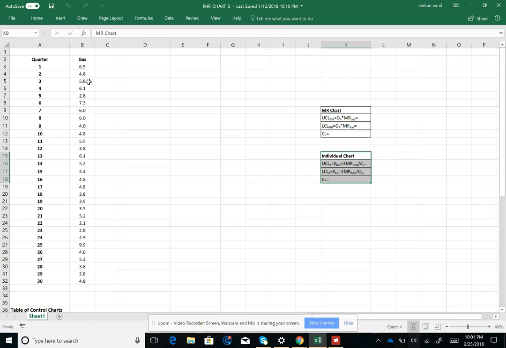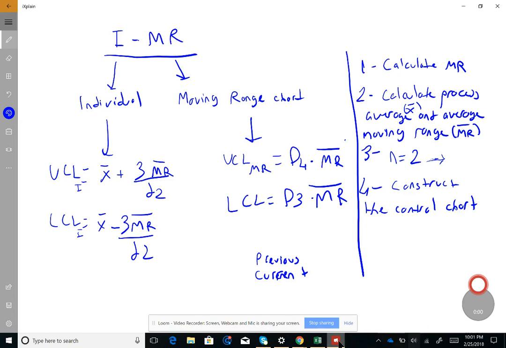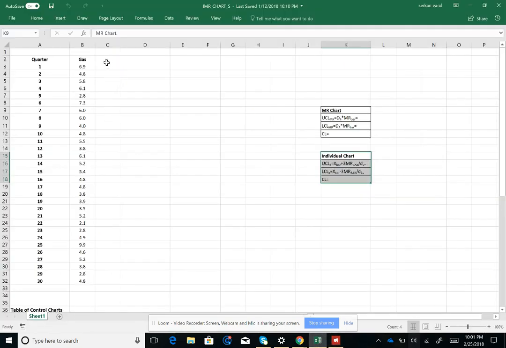So what do I do next? Well, if we go back to our steps, we want to calculate the MR first. How do I calculate the MR? Moving range, again, means you're comparing your current state with the previous state. For the first quarter, I consumed 6.9 gallons of gas, and I cannot compare 6.9 with a previous state because there is no previous state. 6.9 is my starting point, so I'm going to leave this cell blank.